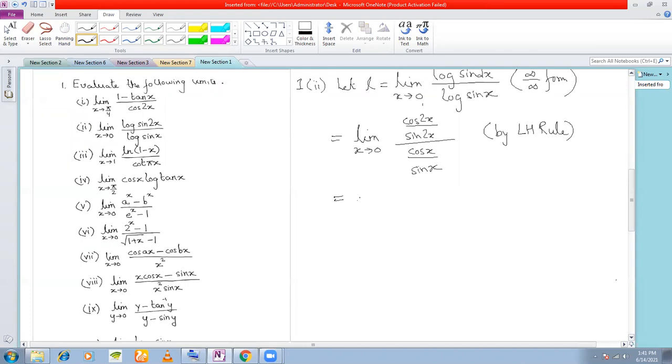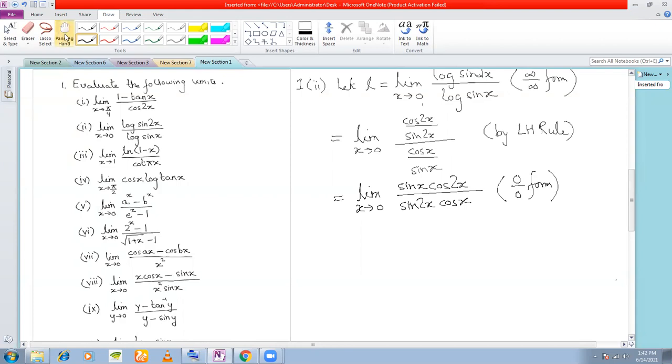Which is equal to limit x tends to 0. Now you simplify this, so you get sin x cos 2x divided by sin 2x cos x. Now you again put x is equal to 0. What will you get? Sin 0 cos 0 by sin 0 cos 0. Again you are getting 0 by 0 form, isn't it?